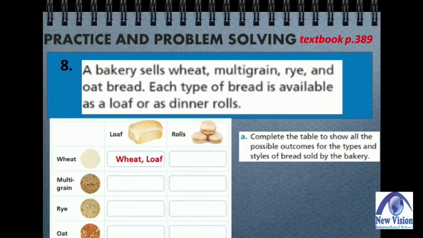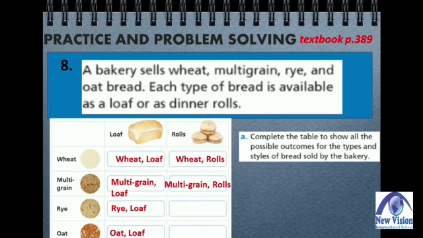We can have multigrain and loaf. We can have rye and loaf. We can have oat and loaf. We can have wheat and rolls. We can have multigrain and rolls. We can have rye and rolls. We can have oat and rolls.